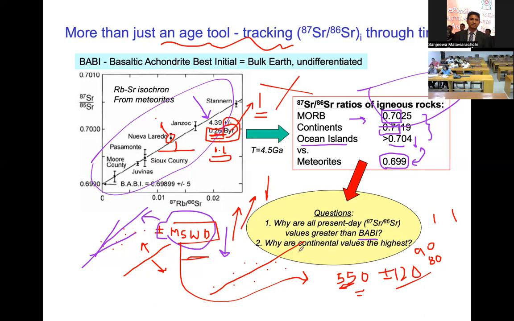And why are the continental values the highest? So that is the same reason. Continental crust is produced as a result of partial melting of the upper mantle, right? Upper mantle.